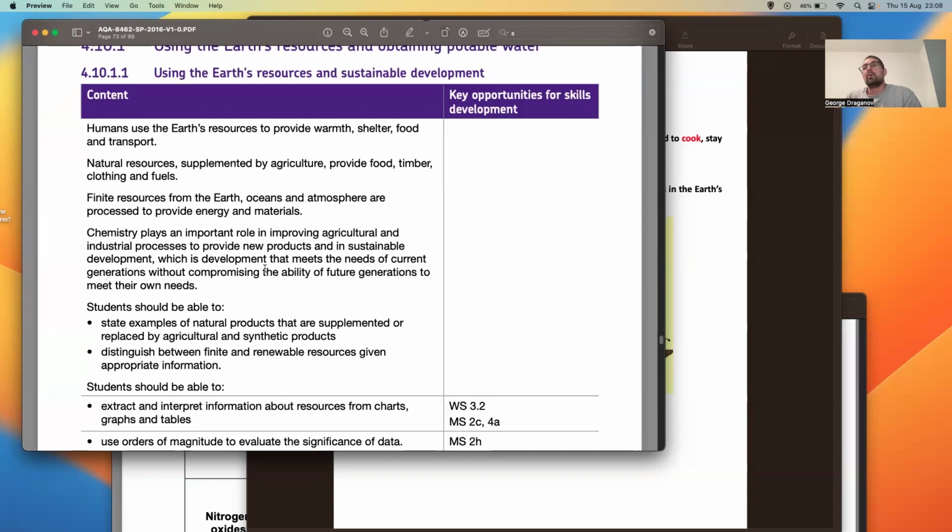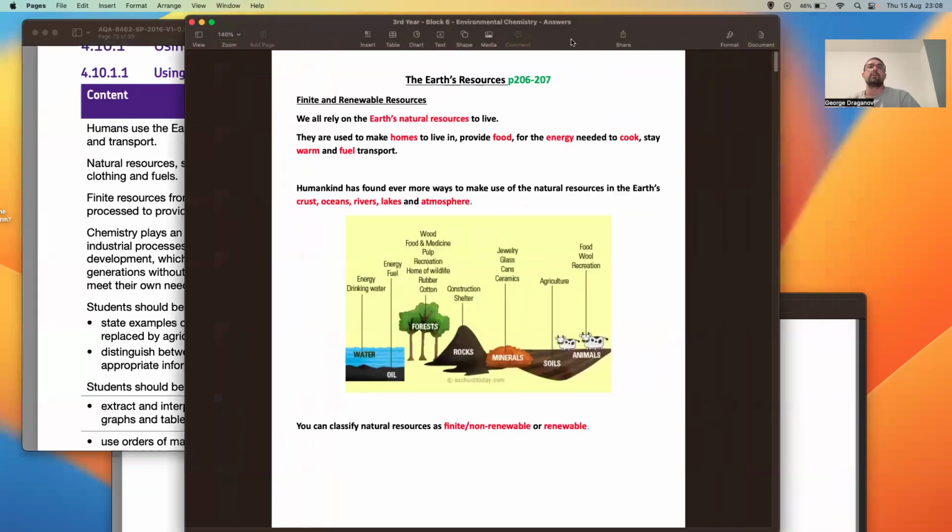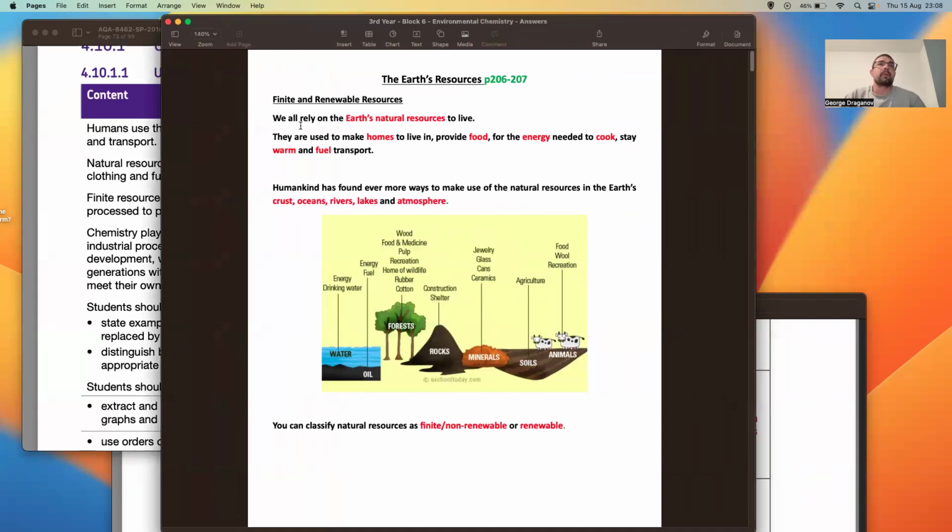Now, the word sustainable means that you're meeting the current demands of the generation without compromising future generations. That's what sustainable means, and I'll come back onto it. So let's have a look at the notes. So finite and renewable resources.